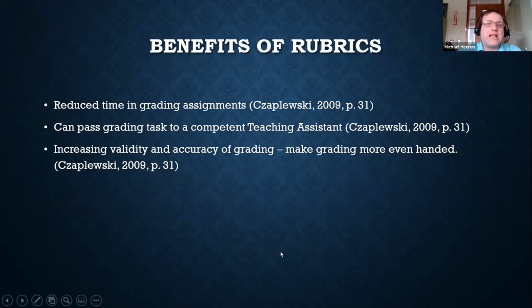Now, of course, there have got to be some benefits to rubrics. Number one, reduced time in grading assignments. I will tell you, when we first started using rubrics a lot at Purdue Global, I was a little bit skeptical about the actual time being decreased. And actually, it has become that way because I get familiar with the various rubrics that I use.